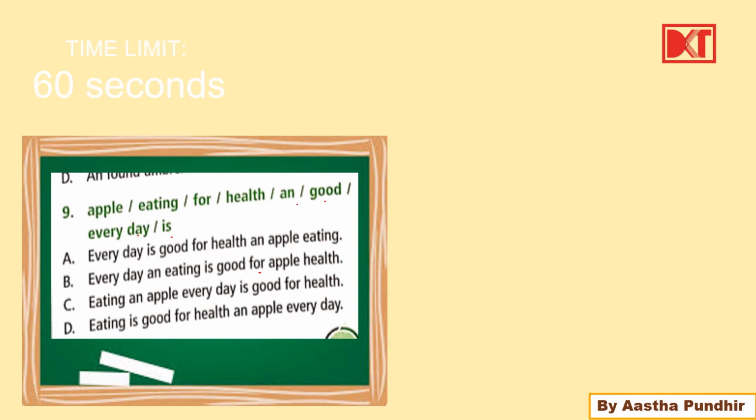Now here these might seem a little confusing, but the correct answer here is C. Eating an apple every day. What is the subject? Eating an apple every day. What action do you do? Eat an apple every day, and what action does it perform? It is good for your health. Alright, so the correct answer is C. Eating an apple every day is good for health.